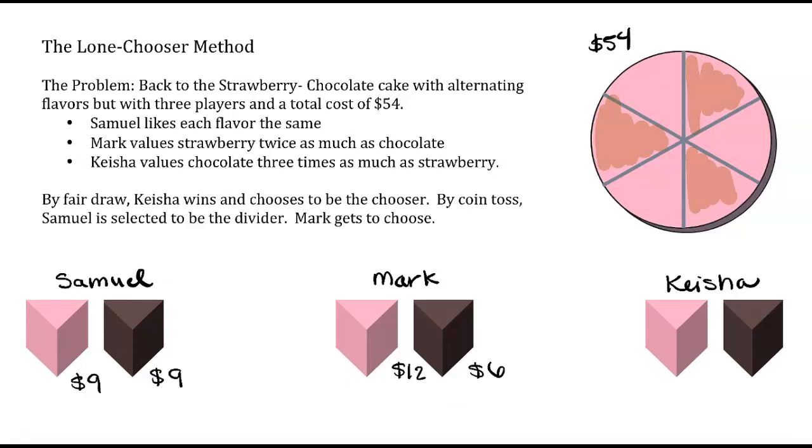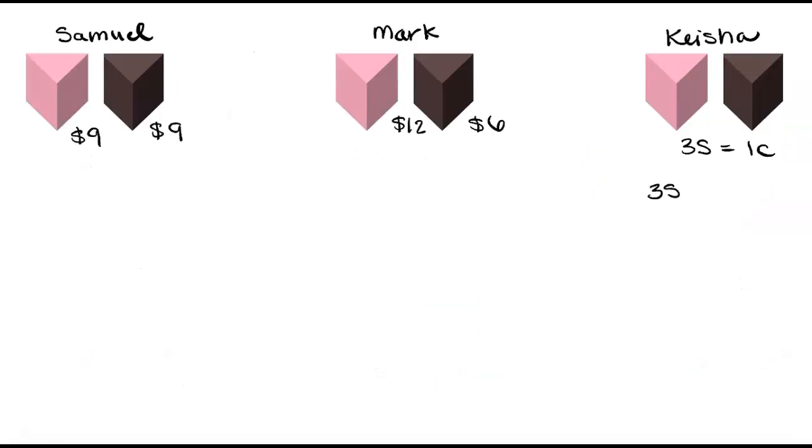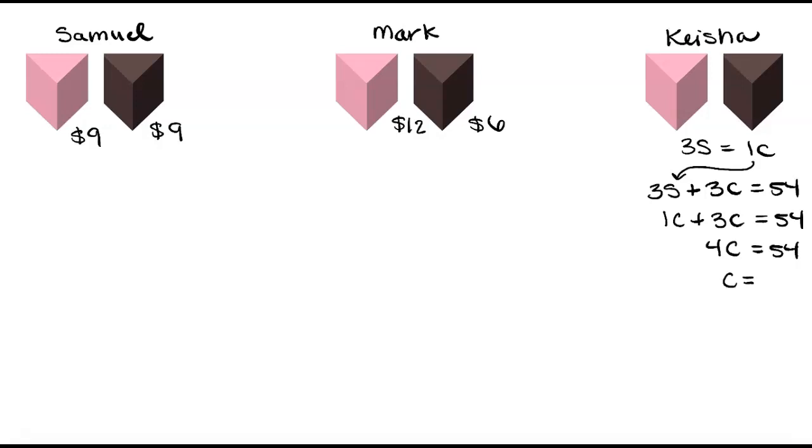Keisha values chocolate 3 times as much as strawberry. That means it would take 3 parts of strawberry to equal 1 part of chocolate in their eyes. Let's do the substitution work here. Our cake has 3 parts strawberry and 3 parts chocolate, worth a total of $54. Substituting our 1 chocolate for 3 slices of strawberry, we have 1 chocolate plus 3 chocolate is $54. In other words, 4 parts of chocolate is worth $54, or 1 part of chocolate is worth $13.50. Dividing that by 3, we find that 1 part of strawberry is worth $4.50 in Keisha's eyes.